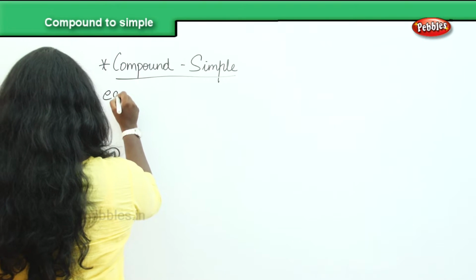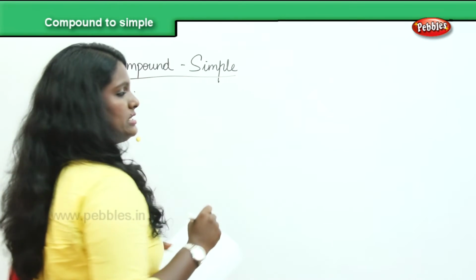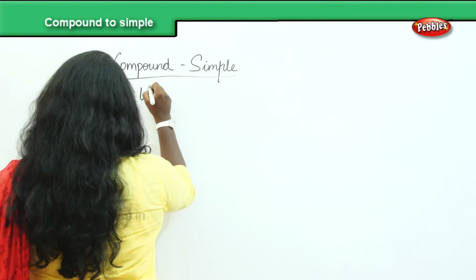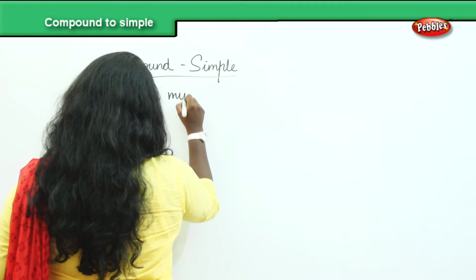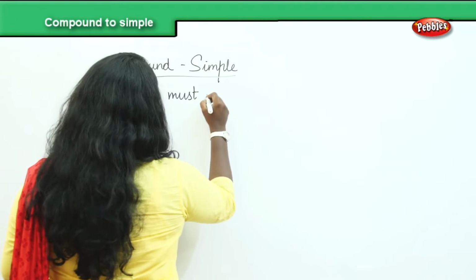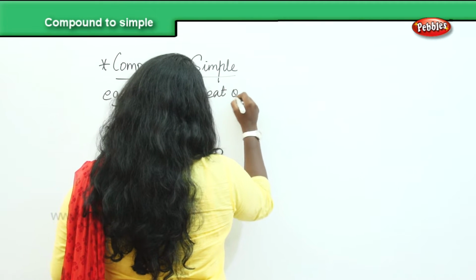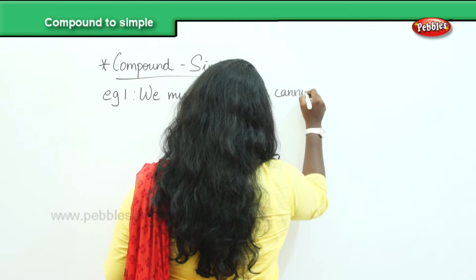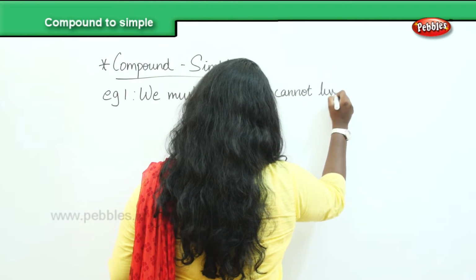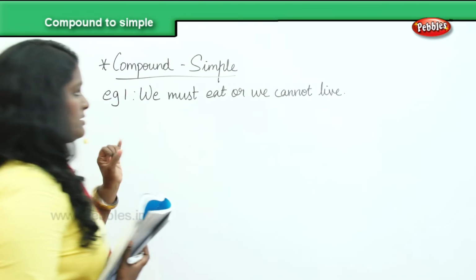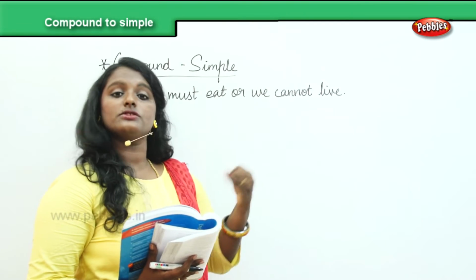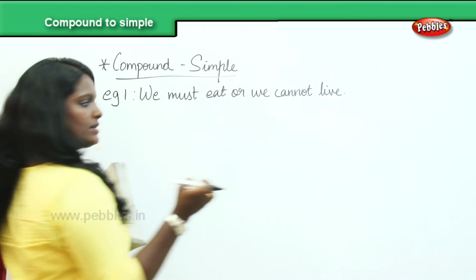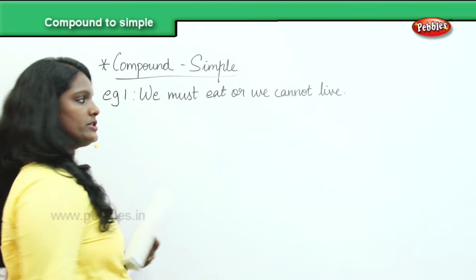I'm going to give you an example for converting a compound sentence into a simple sentence. We must eat or we cannot live. So we must eat is a clause, we cannot live is also a clause, and or is your conjunction. So try to shrink or contract your coordinate clause.